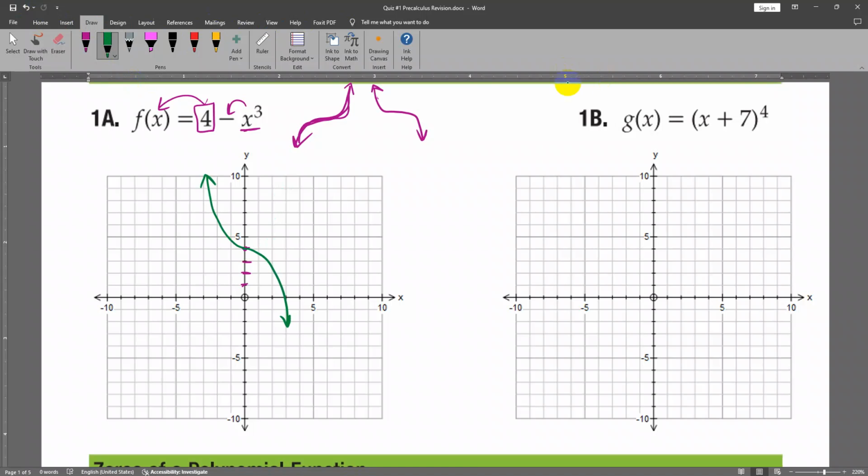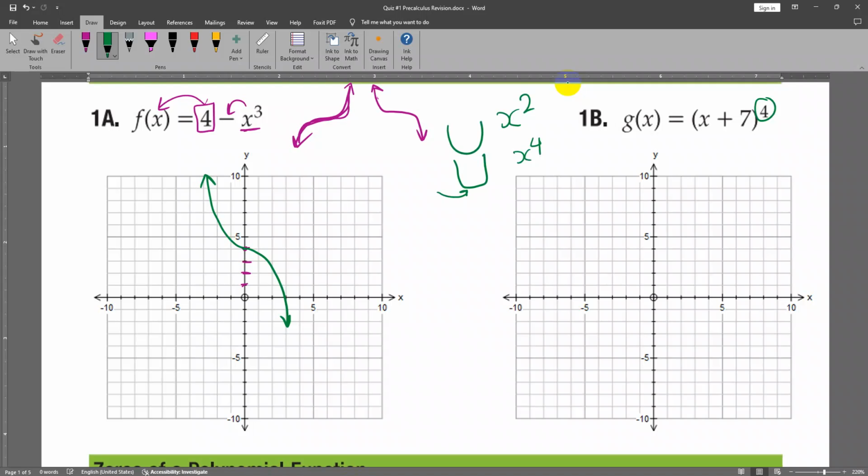Now let's move to the second graph. g of x is equal to x plus 7, all to the power 4. About power 4, you will deal with it like you deal with the quadratic function, which is a smile face like this. But the difference is power 4, or any even power, will just be a little bit wider from down there.